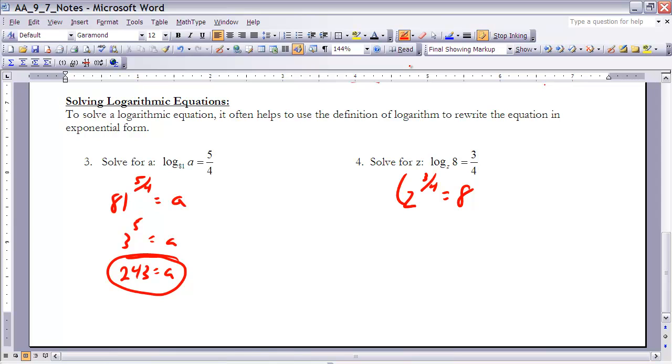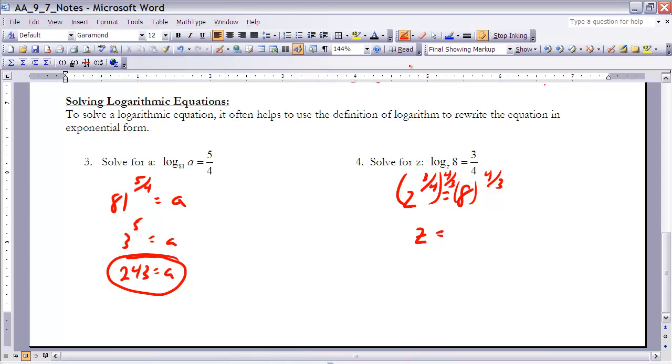Well, to undo raising something to the 3/4 power, I can raise it to the 4/3, because if I take z to the 3/4 raised to the 4/3, that's the same as saying z to the 1st power, or just z. Well, if I raise that to the 4/3 power, I need to raise 8 to the 4/3 power as well.